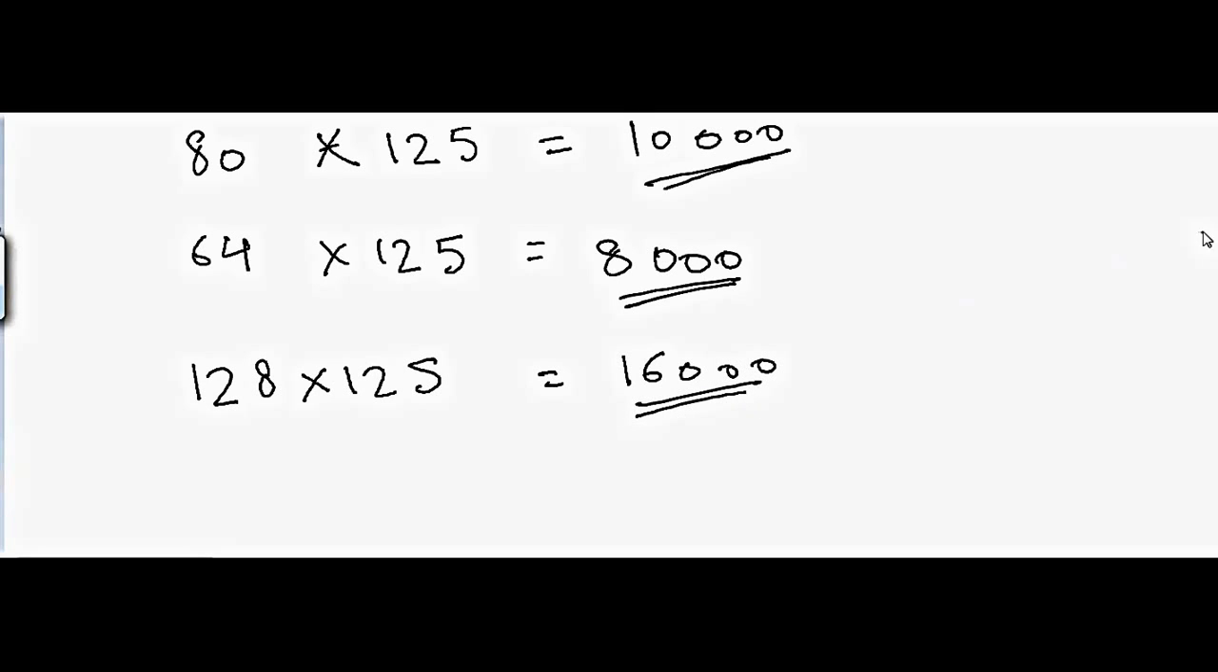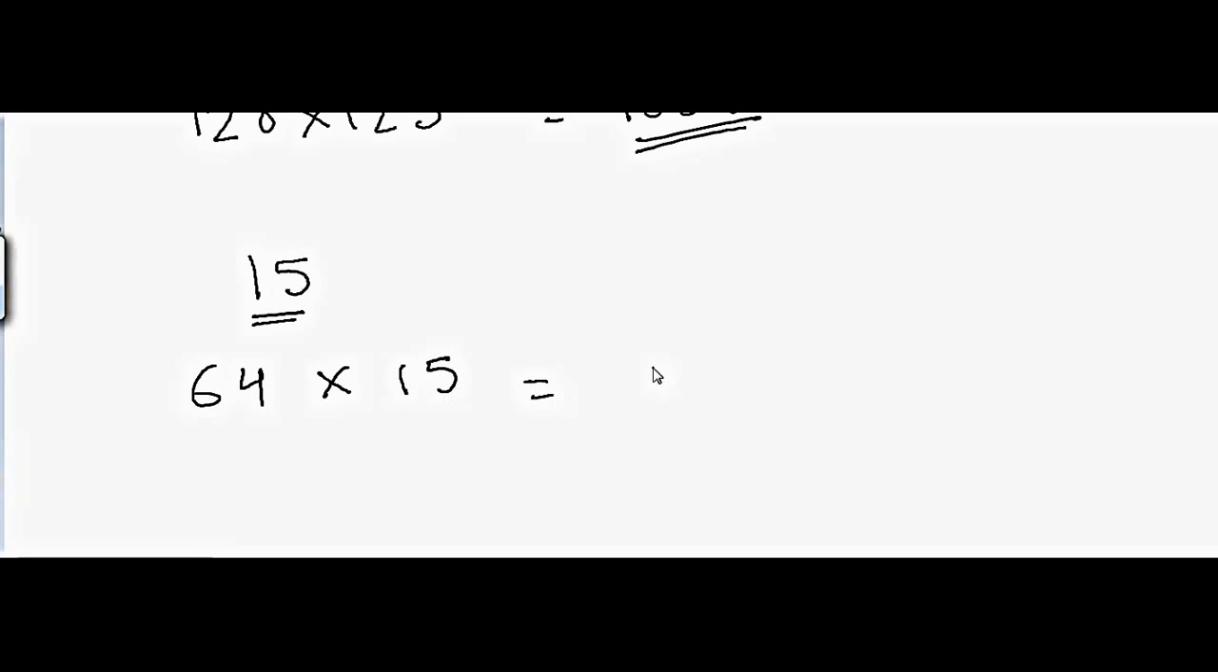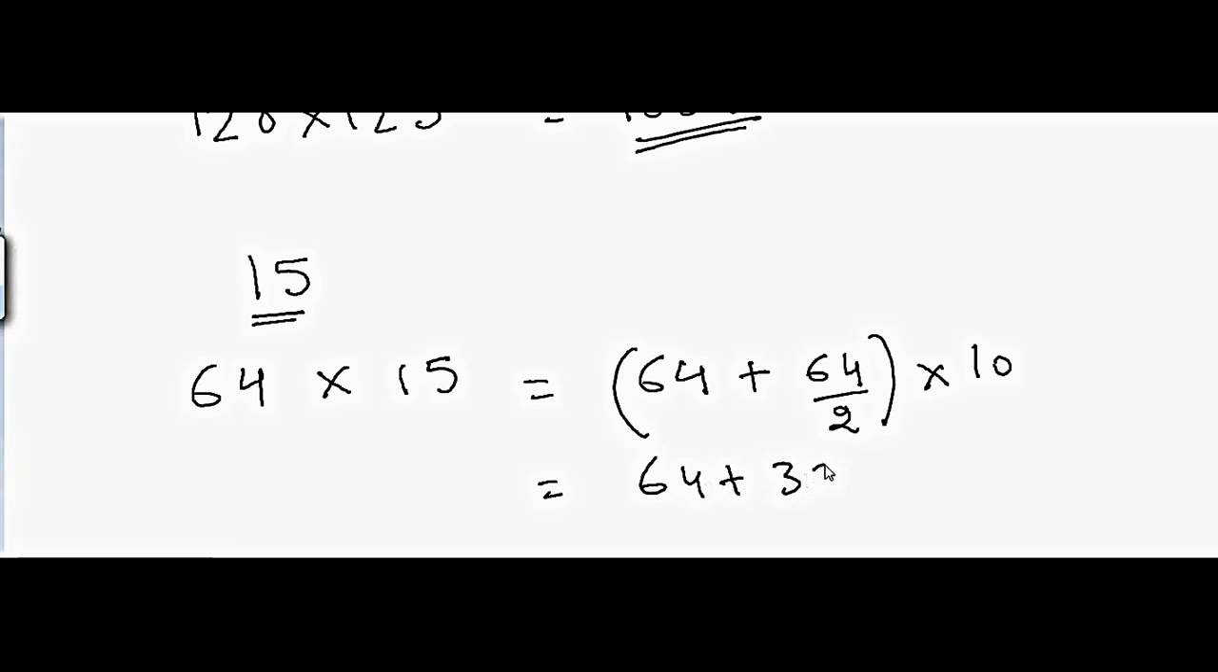Now let's go to multiplication by 15. In case of 15, this is a little different. Suppose we have 64 and want to multiply it by 15. In this case, I will take 64 and then add 64 divided by 2 to it, and then multiply by 10. So that will be equal to 64 plus 32 into 10, and that's equal to 960.